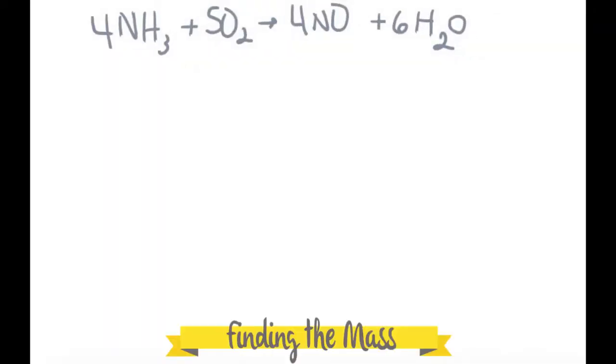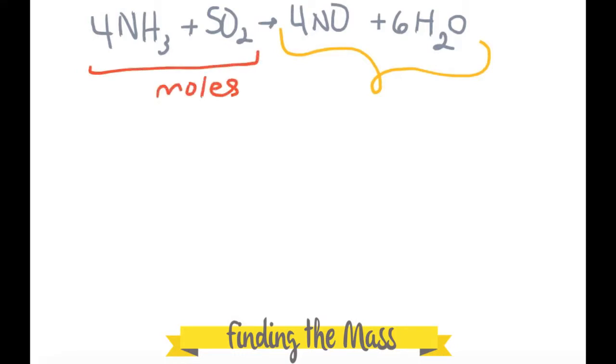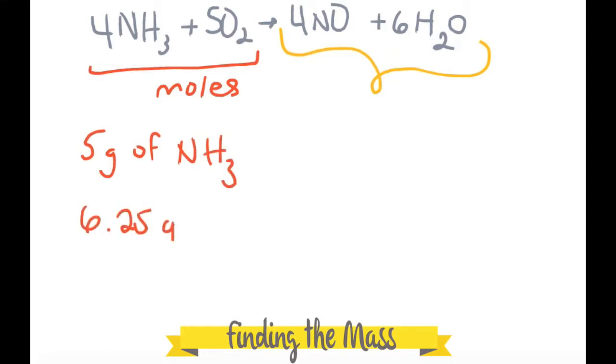The next part of the problem is to find the mass in grams of each of the products. The products are what we have here, which is 4 nitrogen monoxide and 6 water molecules. The way to do this is to first convert what we have in grams into moles. We have 5 grams of ammonia and 6.25 grams of oxygen. We need to find this in moles.